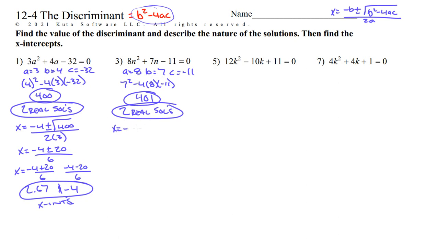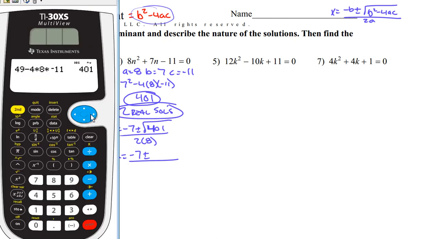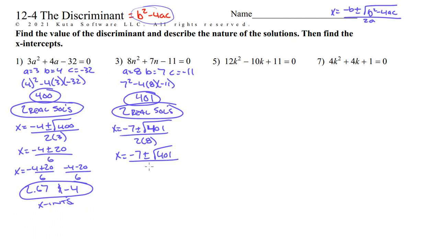Now find the X intercepts, so we'll plug that into the quadratic. X equals negative b, which is negative 7, plus or minus the square root of 401, because that's the part that's in the discriminant, all over 2 times a, which is 8. So we get x equals negative 7 plus or minus, let's see if 401 simplifies. I don't think it's going to, but let's double check. Yep, 401. And then 2 times 8 is 16. We can simply leave it like that. You can plug it into your calculator to find the actual decimal answers if you want, but this will work just fine for what we're doing.